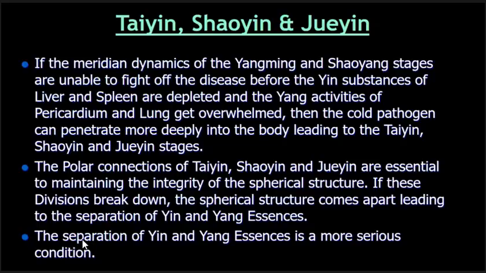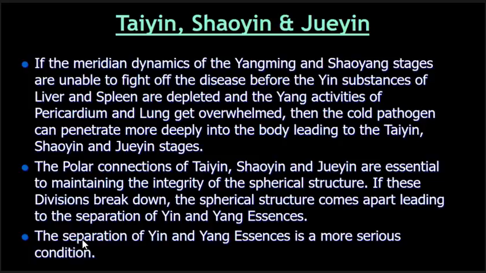Now, the Taiyin, Shaoyin, and Jueyin also have stages. If the meridian dynamics of the Yangming and Shaoyang stages are unable to fight off the disease before the yin substances of liver and spleen are depleted, and the yang activities of pericardium and lung get overwhelmed, then the cold pathogen can penetrate more deeply into the body, leading to the Taiyin, Shaoyin, and Jueyin stages. The polar connections of Taiyin, Shaoyin, and Jueyin are essential to maintaining the integrity of the spherical structure.